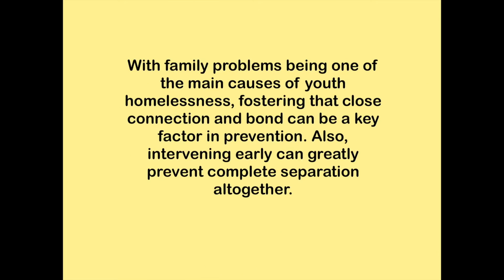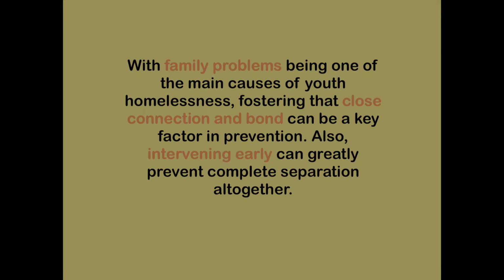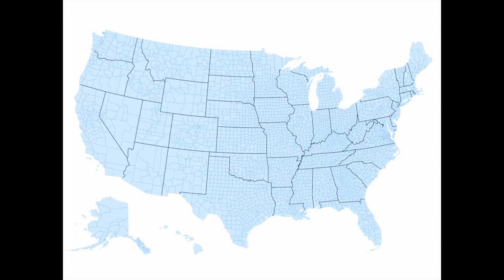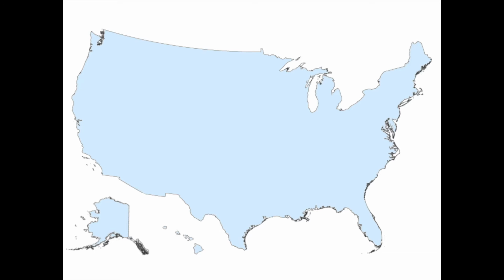With family problems being one of the main causes of youth homelessness, fostering that close connection and bond can be a key factor in prevention. Also, intervening early can greatly prevent complete separation altogether. The next factor in preventing youth homelessness is to improve the crisis response. A larger investment from the local, state, and federal government would be significant in reducing the risk of youth homelessness.